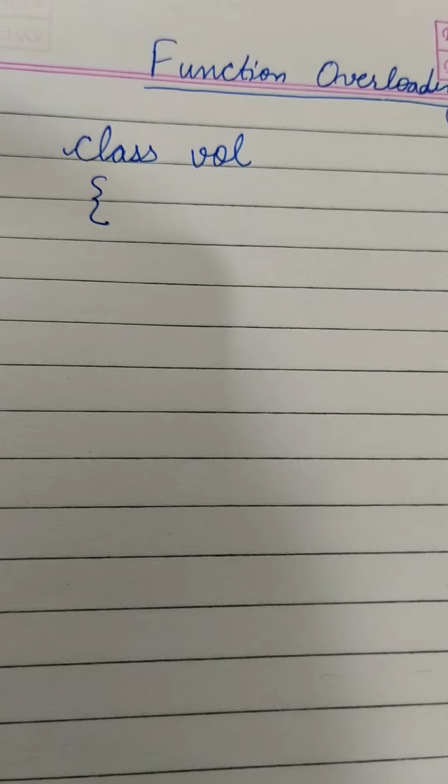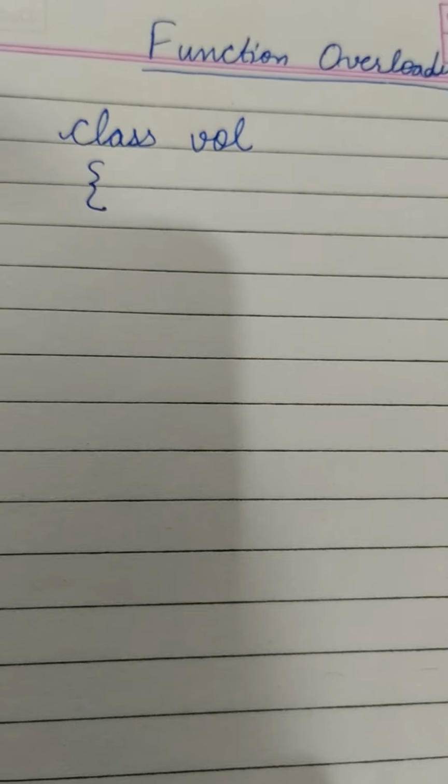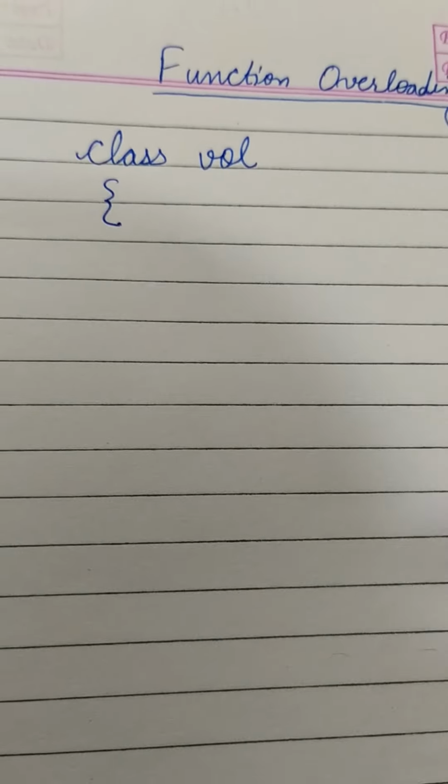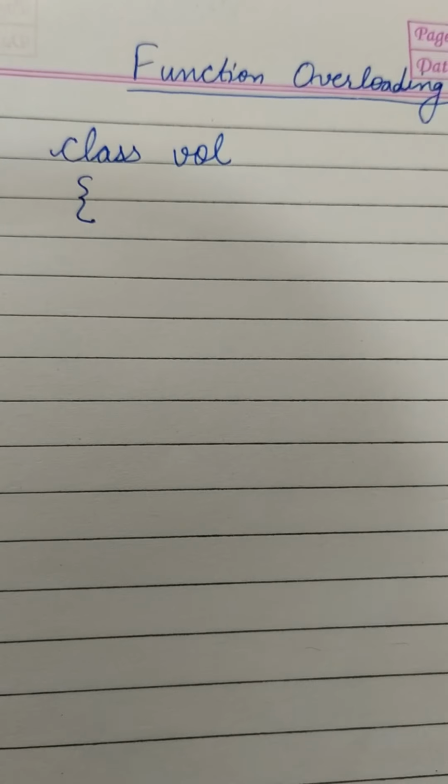In the signature you have the argument list, so the number of arguments will be different, or if the number of arguments is the same then we can have different types of arguments. So today we will do a program of function overloading, then the concept will be more clear to you. And if someone asks which feature of OOPS function overloading supports, then the answer is polymorphism.